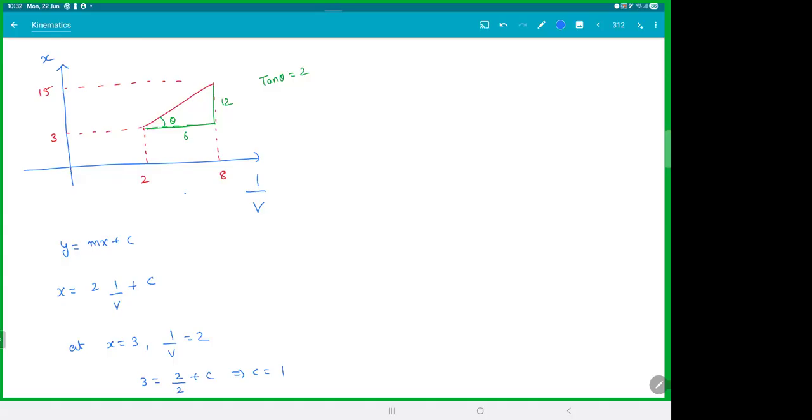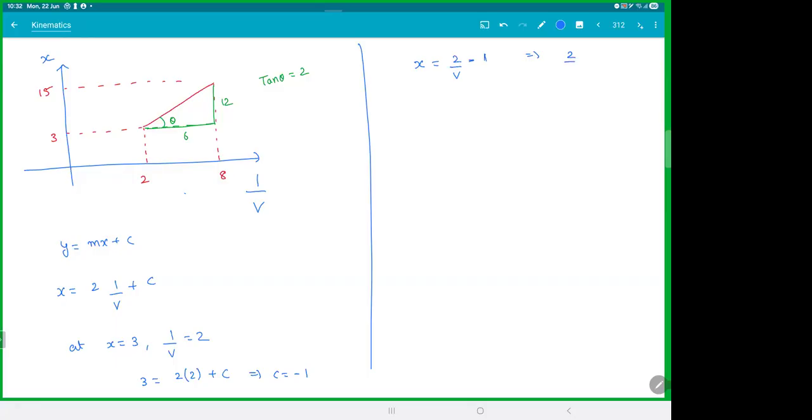C is... no, wait, it's not 1 by 2. 1 by v is 2. So that is 2 into 2 plus c. So c is equal to -1. Great. So we know the equation: x is equal to 2 by v plus 1, that's -1. Perfect. That's your equation.